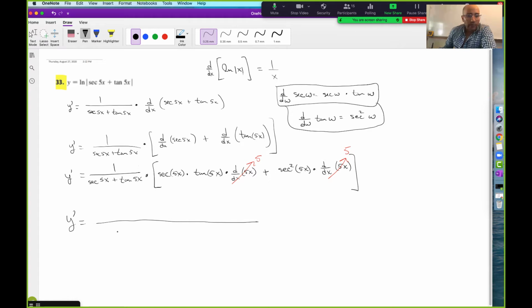A giant fraction where the denominator has a secant of 5x plus tangent of 5x, and the numerator is going to have a 5 times a secant of 5x times a tangent of 5x plus a 5 times secant squared 5x. Good.